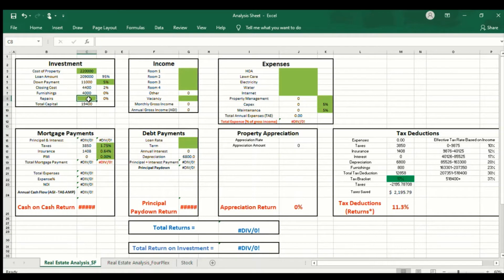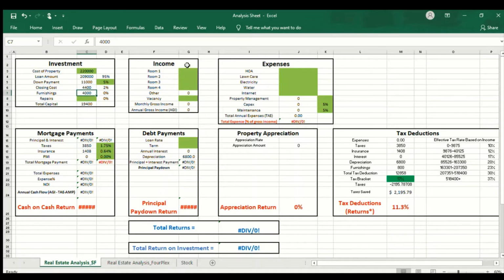Repairs, I'm going to assume no repairs on this property. Now, if you're buying a property that might need a little TLC, then you need to account for that also here. So right here, you can see the total capital is just over 19,400. So this is the total amount spent to acquire the property and also get it ready to be rented out to individuals. And this is basically the sum of the down payment, closing costs, and furniture costs.